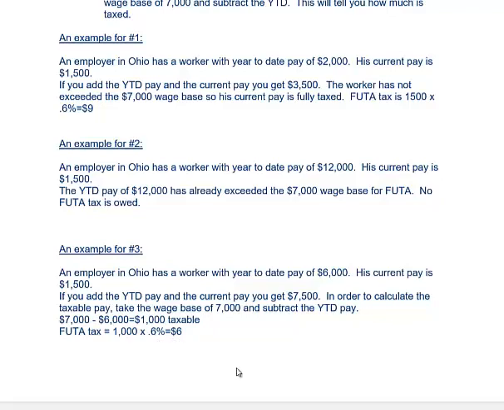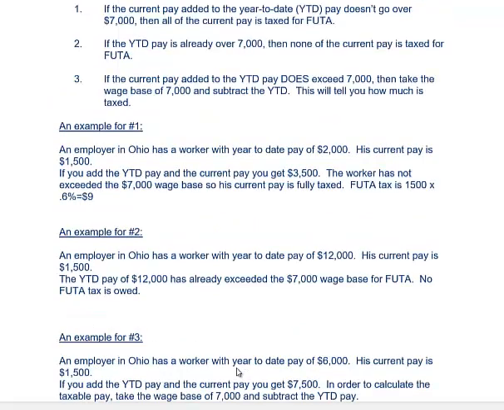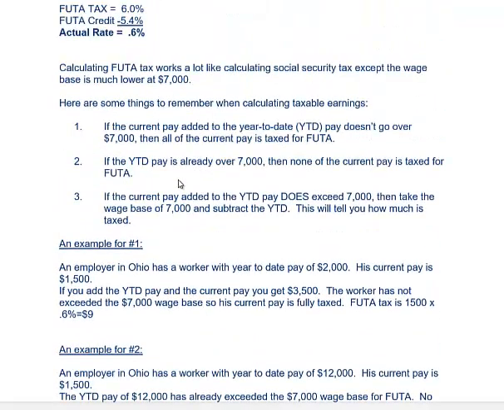Now, when you're calculating the FUTA tax or the state unemployment tax, these same rules apply. The only thing different is that every state has a different wage base, and every state is going to have a different tax rate. But if you'll apply these examples and these 3 points, they will help you to calculate the correct FUTA tax as well.